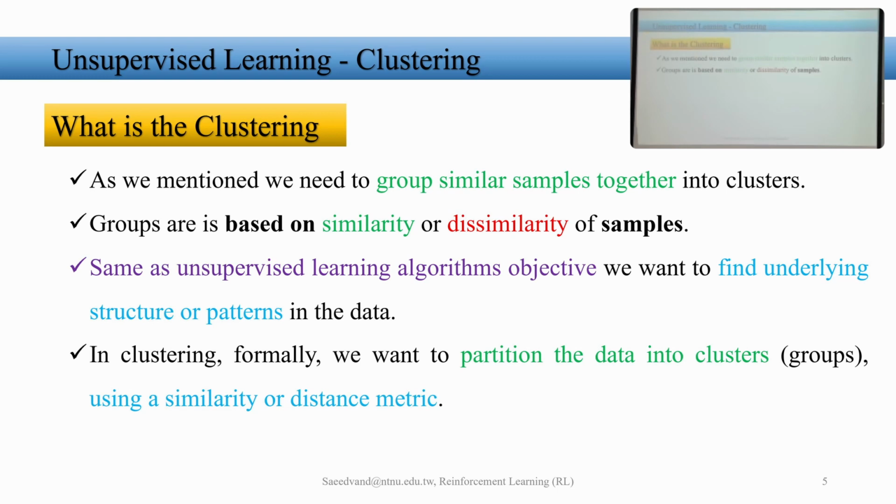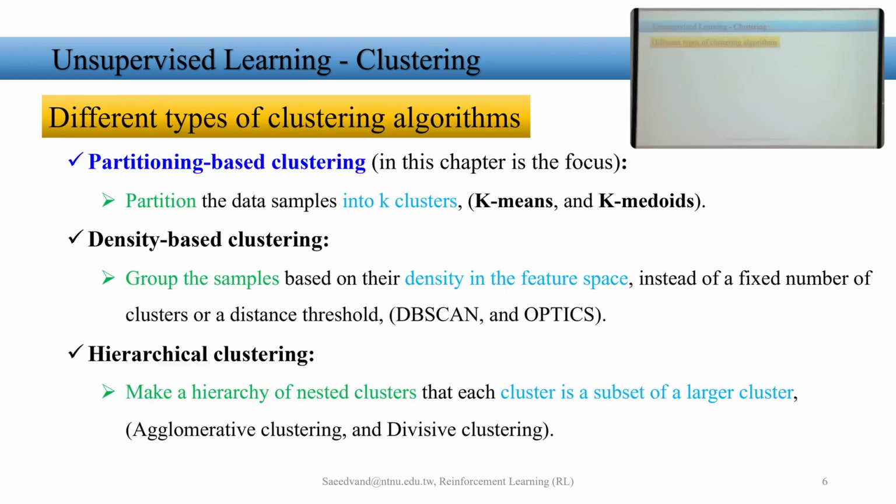So how can I say that? By looking at similarity and dissimilarity. Here we say, same as unsupervised learning algorithms, the objective we want is to find underlying structure or patterns that I explained for you. So finally, in unsupervised learning, we want to partition the data into clusters or groups that use these features as similar or dissimilar.